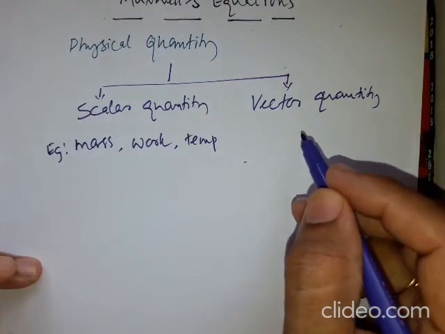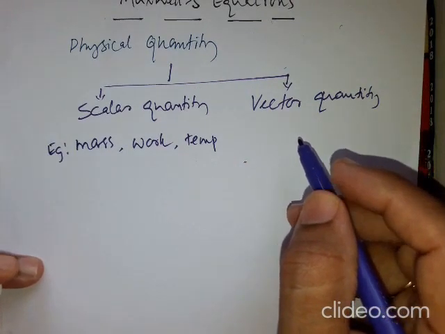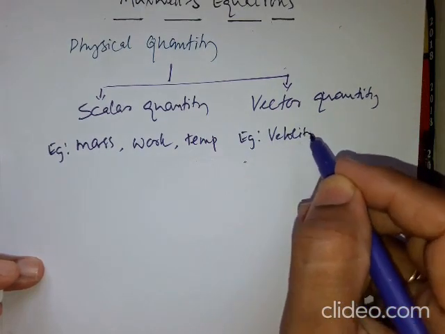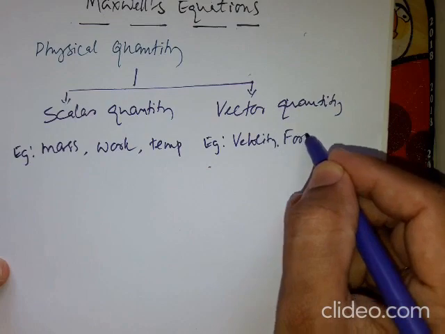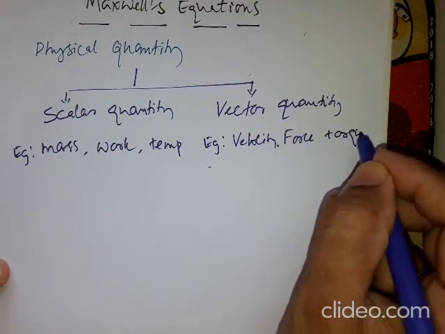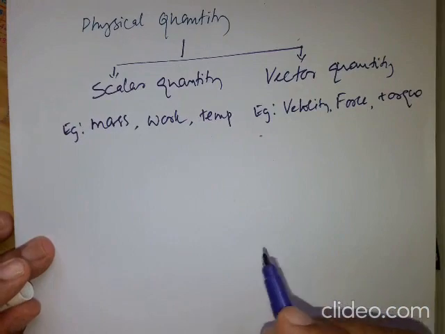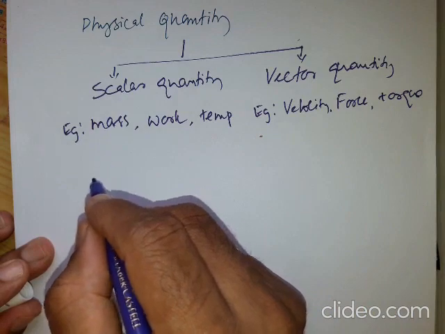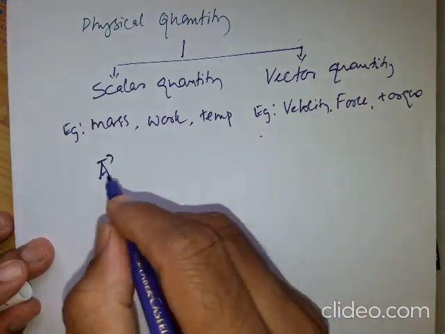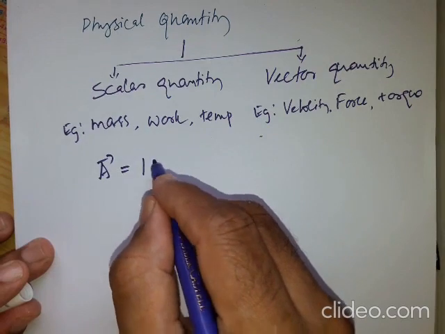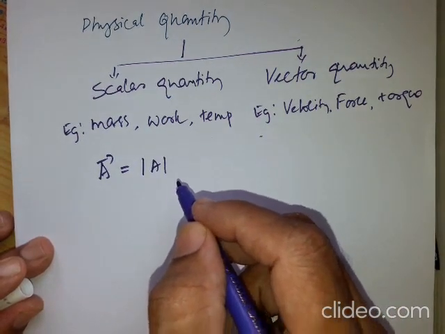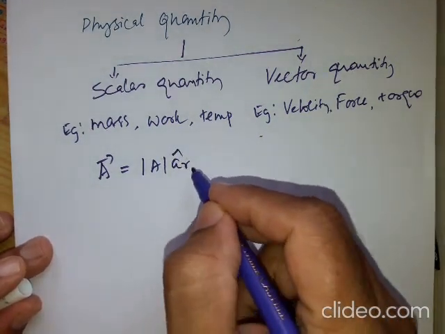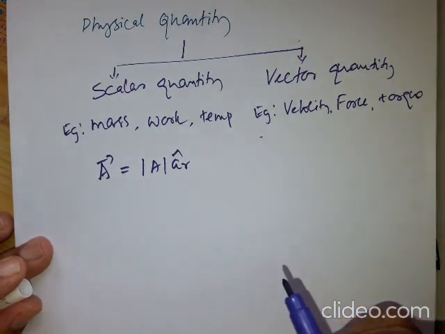And a vector quantity is a quantity which has both direction as well as magnitude. The examples are velocity, force, torque, and so on. Any vector can be represented by a symbol like vector A equal to the modulus of vector A into A cap, where A cap is a unit vector along A.